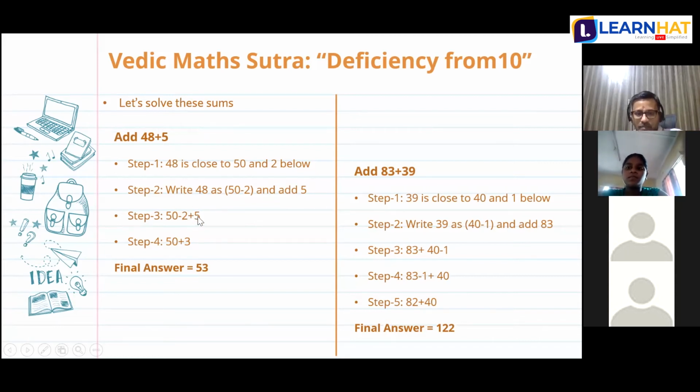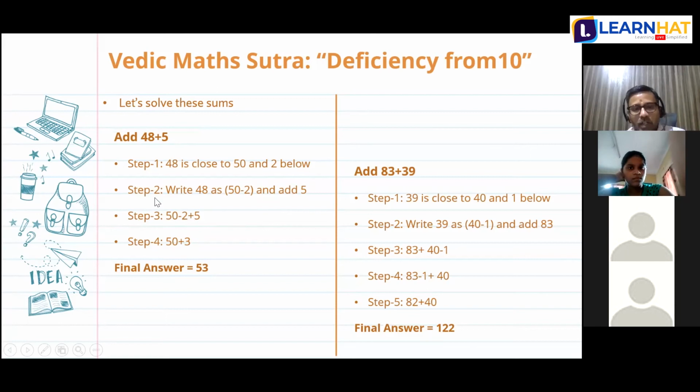So what is the next step? 5 minus 2 is 3. Then 50 you write as it is. So 50 plus 3, 53. That's how we should do it. Deficiency means whatever number is close to that base, you write it that way. So 48 can be written as 50 minus 2. That's what we are trying to do.